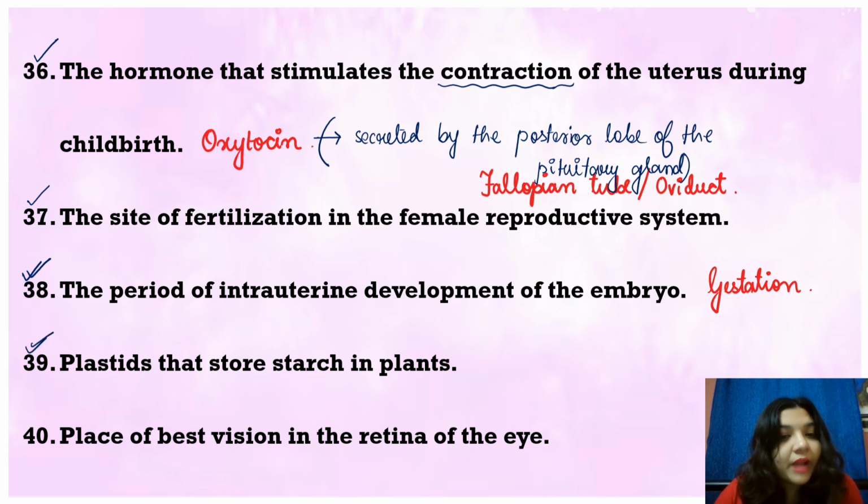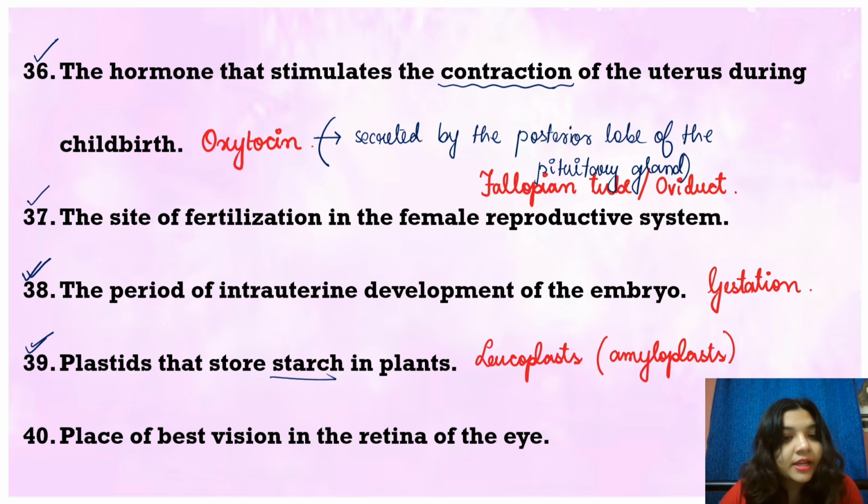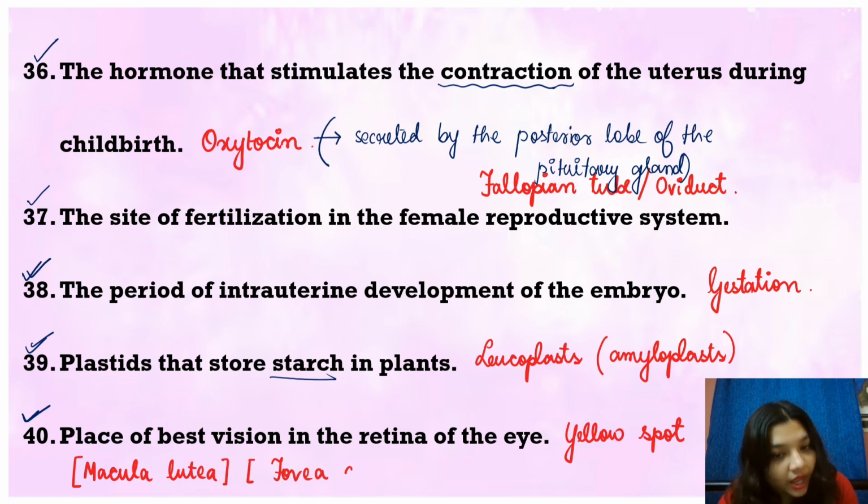Next, we have plastids that store starch in plants. So that is the leucoplast, and very specifically you can say that the type of leucoplast that stores starch are the amyloplasts. Next, place of best vision in the retina of the eye, that is the yellow spot, and the yellow spot also has two other names. One name is the macula lutea and the other is the fovea centralis.